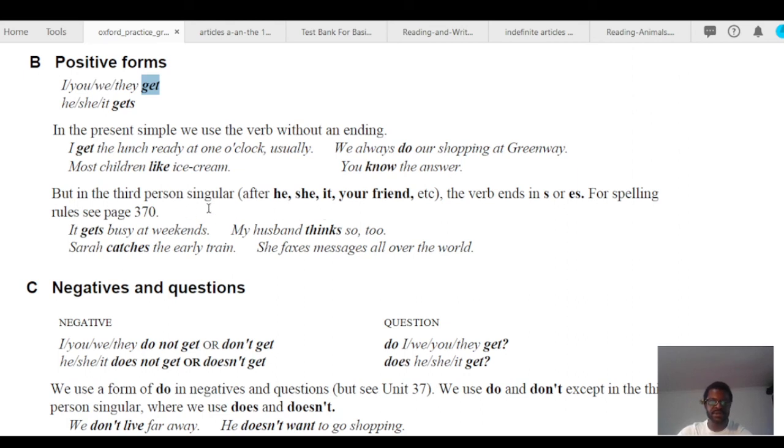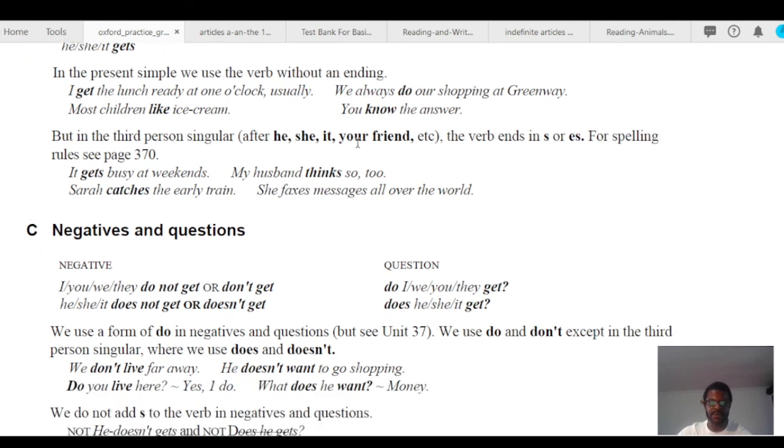But in the third person singular, after he, she, it, your friend, etc., the verb ends in s or es. For spelling rules, see the page. I think I've done the spelling exercise with you before, how to make plural forms of your verbs that end in certain letters, so you know when to add s or es or ies.